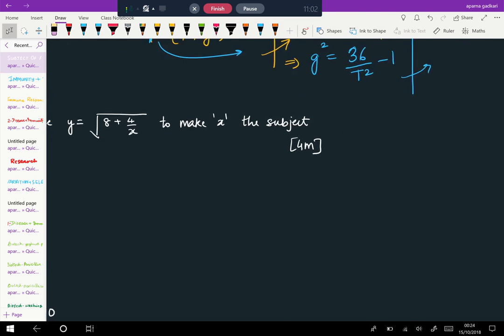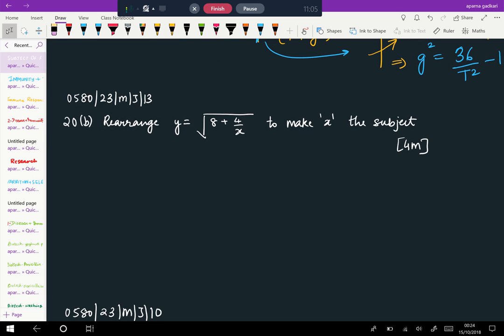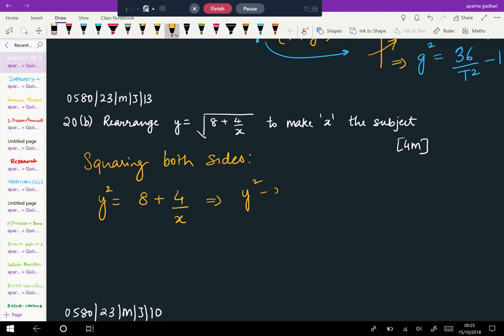Going to the next question. The question has been taken from May-June 2013 paper 2-3. It's 20b. y equals square root of 8 plus 4 upon x. Make x your subject. Again, the x that we need is under the square root sign, so we are going to square both the sides. So squaring both sides. So what do we get? We get y square equals 8 plus 4 divided by x. Therefore, what do we get? We get y square minus 8 equals 4 upon x. What have I done? I've taken this plus 8 on the other side. So plus 8 becomes minus 8.